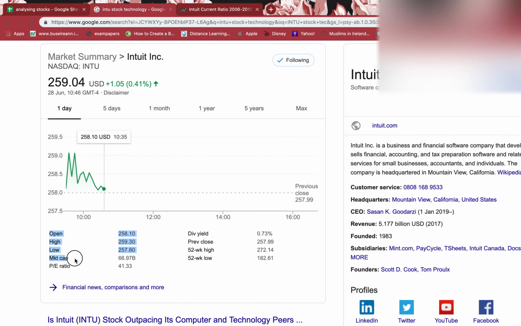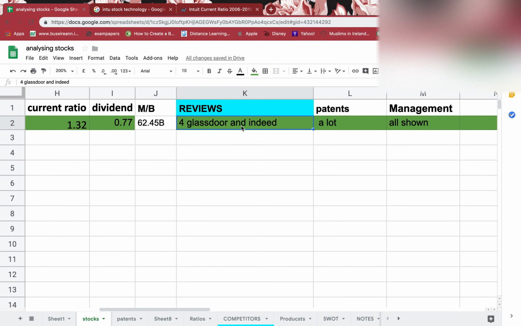The market cap is important because you need to know if the firm is big or small. If it's in millions, it might be a medium size. This is in billions, 66.97 billion. So it's a big firm.